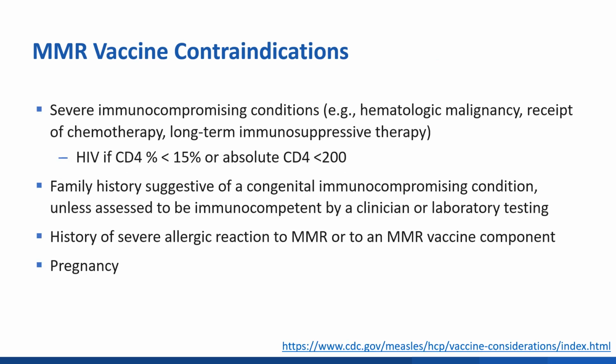There are some contraindications to MMR, which are related to it being a live virus vaccine. The main contraindications are severe immunocompromising conditions, including hematologic malignancy, receipt of chemotherapy, and long-term immunosuppressive therapy. And this includes HIV if the CD4 percentage is less than 15% or absolute CD4 count is less than 200. And family history suggestive of a congenital immunocompromising condition unless assessed to be immunocompetent by a clinician or laboratory testing. And a history of severe allergic reaction to MMR or to an MMR vaccine component.